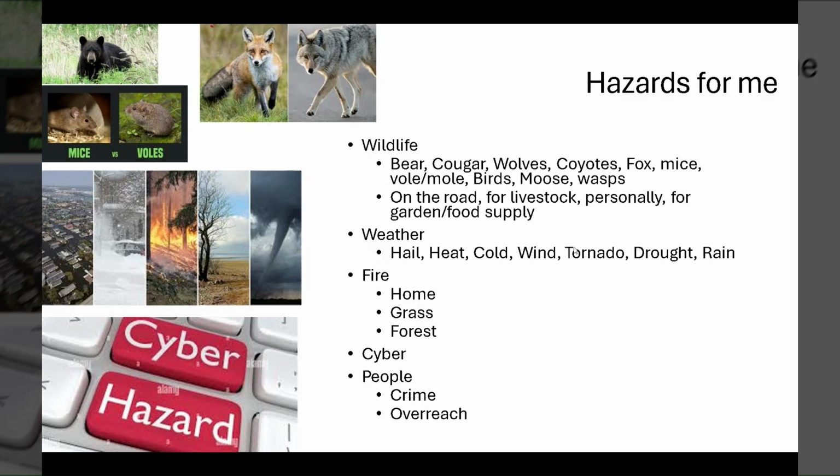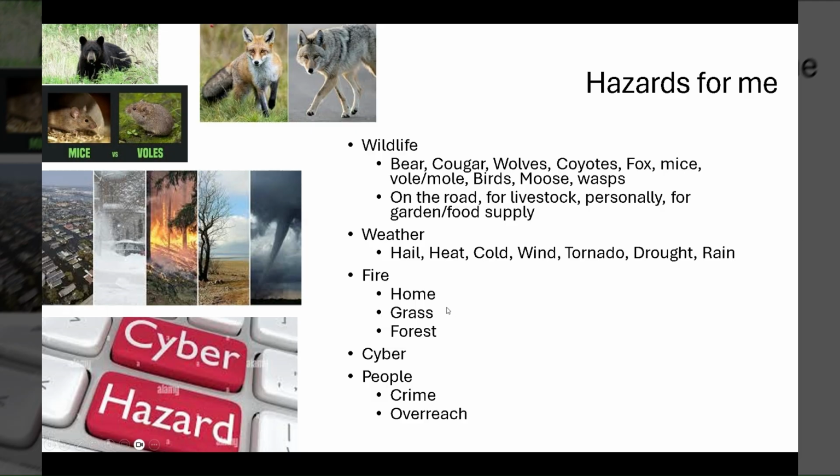If weather warnings go out and it's snowing and blizzarding or there's icy conditions, they recommend people stay home. Don't drive unless necessary. Why? Because that decreases the risk of you being involved in an accident or being stranded because you're not driving. You're decreasing the probability. Other hazards for me, weather.